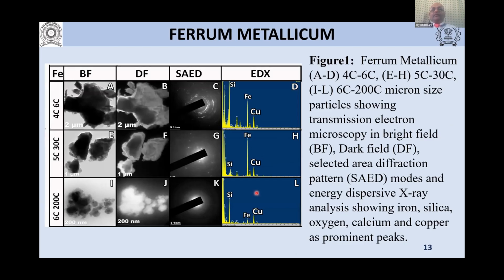Here are the results of the HRTEM analysis of ferrum metallicum, which also shows similarly the bright field, dark field, selected area, and the electron diffraction images. From the electron diffraction, one can see prominent peaks of iron and silicon, from the silica. The bright and dark field images show particles surrounded by the silica coating, along with the fingerprint diffraction pattern, the selected area diffraction pattern, which tells us that the sample is indeed of iron, along with some silica present.